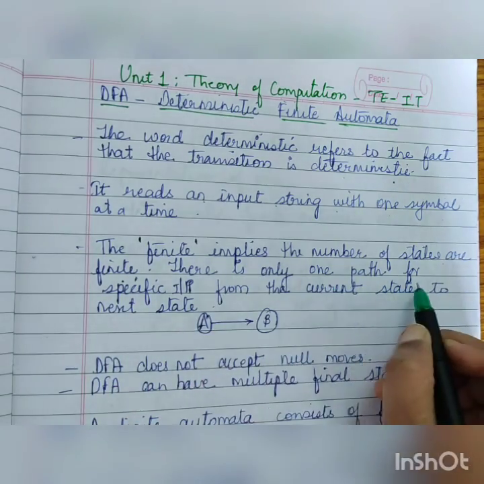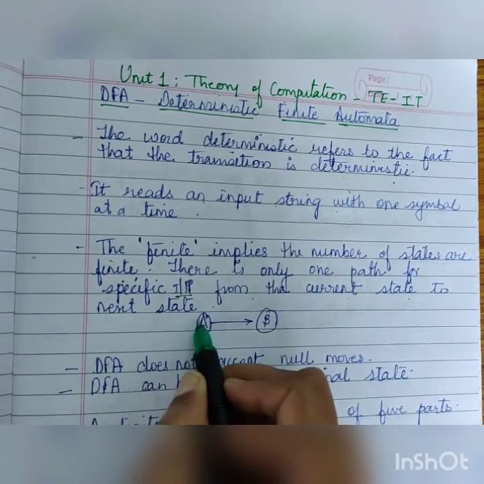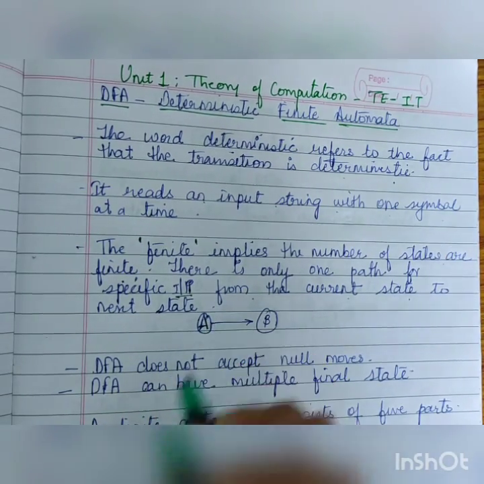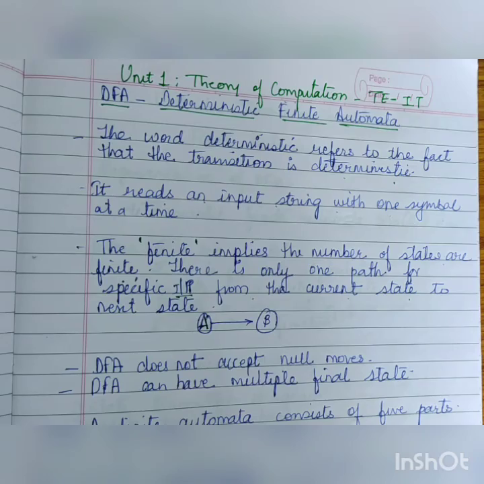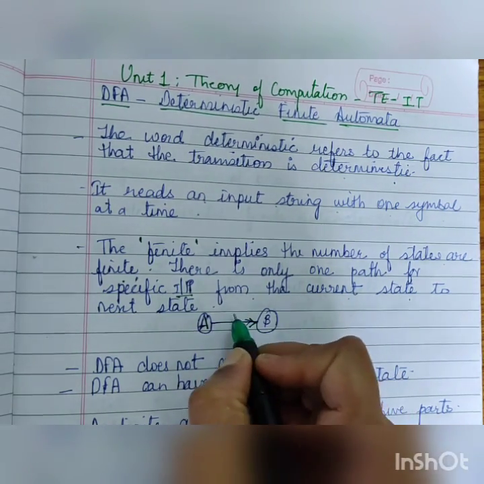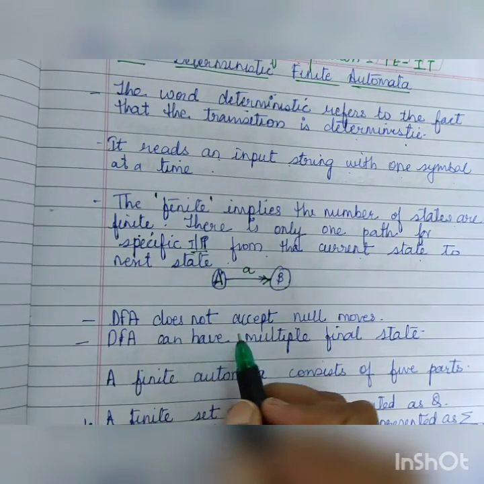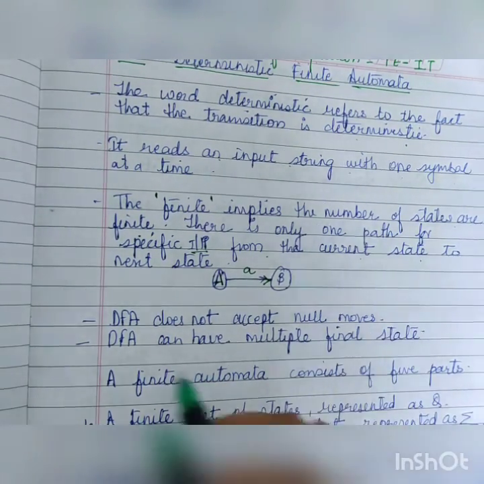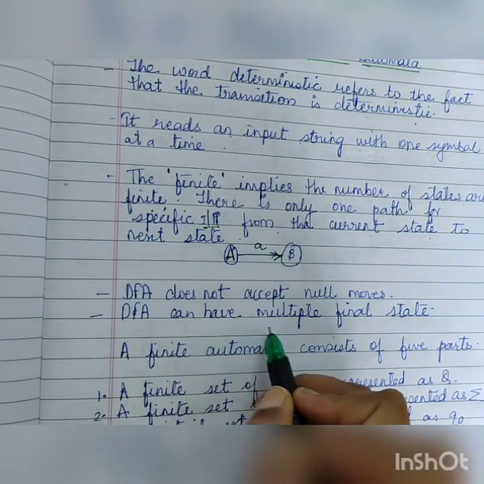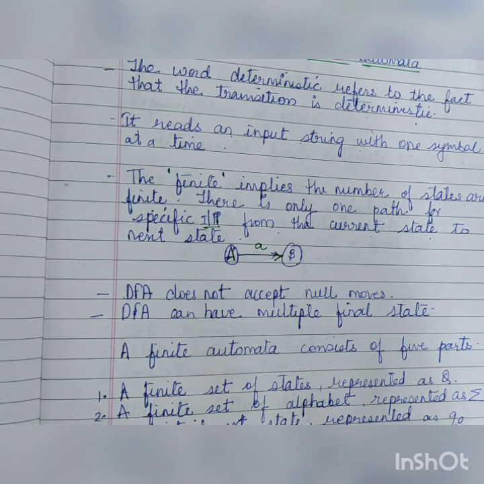There is only one path for the specific input from the current state to the next state. Suppose A is our current state. There is only one path to the next state B on a given input. So a DFA does not accept null moves, and a DFA can have multiple final states. So this is what a DFA is.